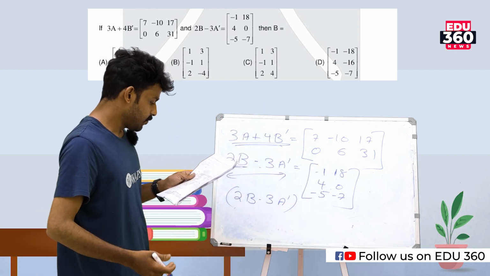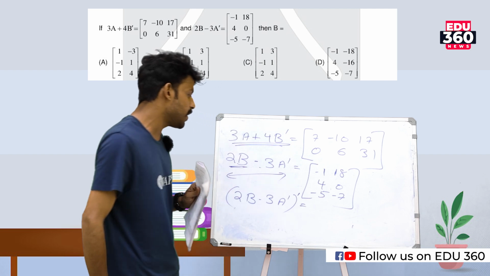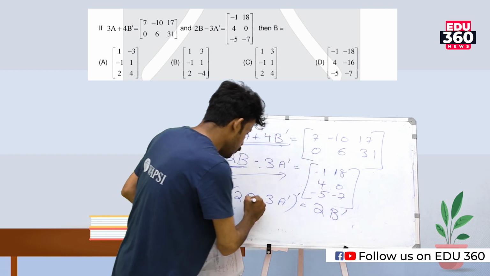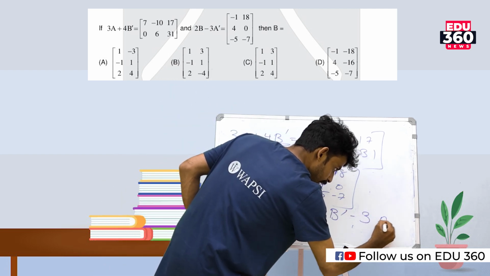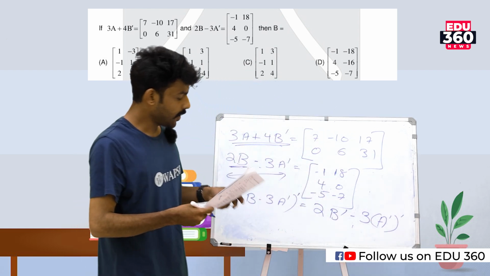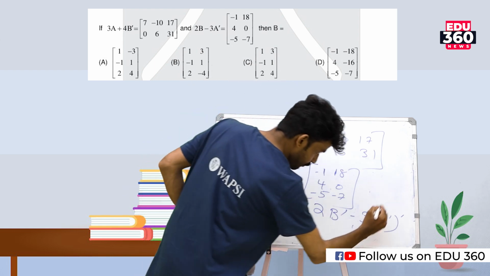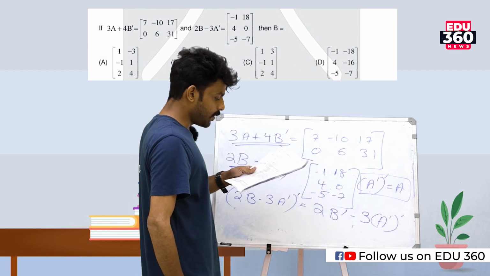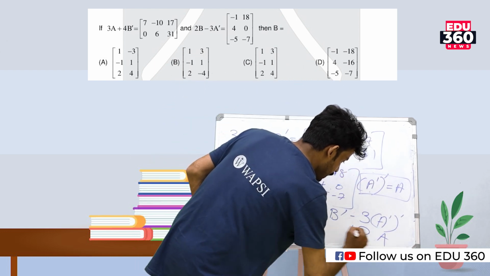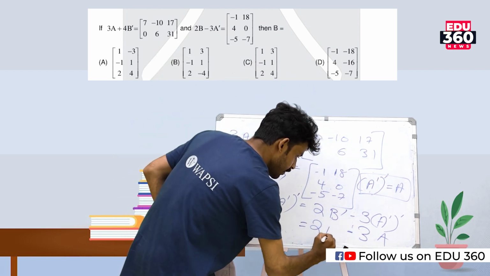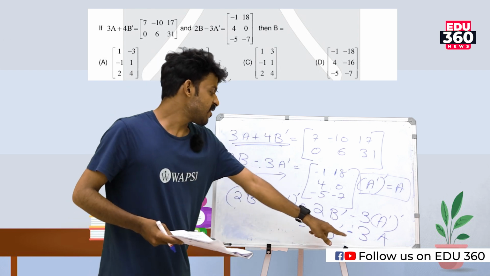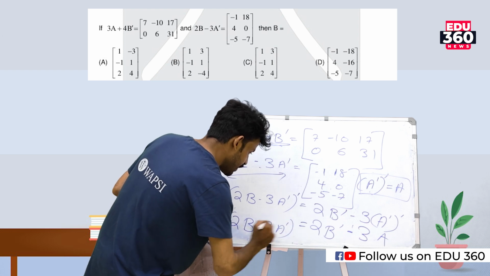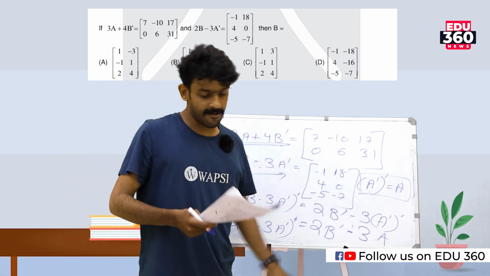Here also we can take a transpose: 2B minus 3A dash, the whole dash, is equal to 2B dash minus 3A dash, the whole dash, and A dash dash is equal to A. So 2B minus 3A dash, the whole dash, is equal to 2B dash minus 3A.